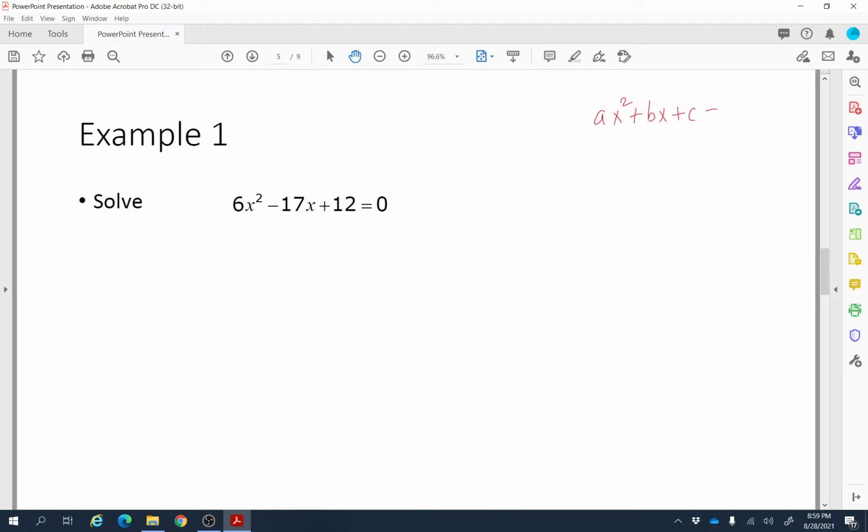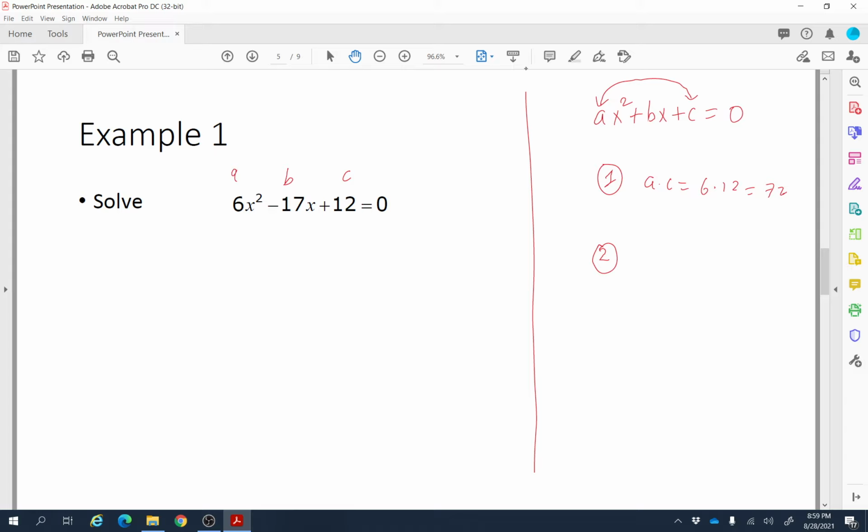Let's say this is your quadratic equation. For finding the factors, first of all find out a times c. That's your first step, a times c. So in this case, a is 6, b is negative 17, and c is 12. If you compare this equation with the standard form, then a times c is 6 times 12, which is 72. That's the first step.